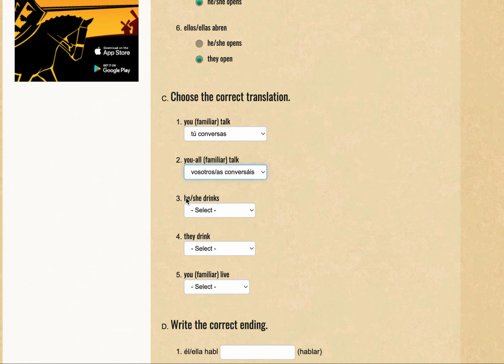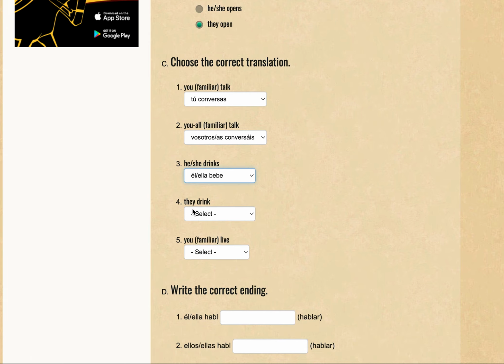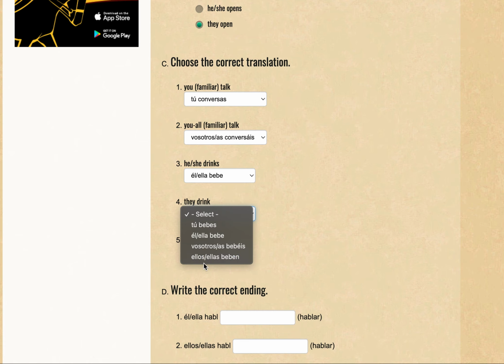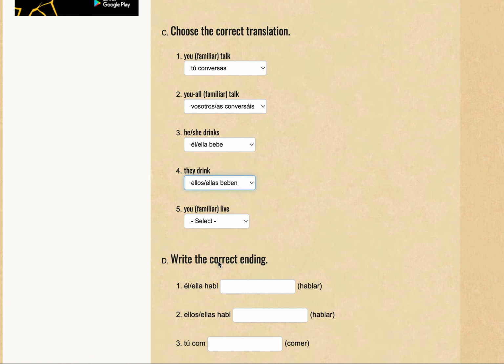He or she drinks. So this will be él bebe. So right away you can select it. They drink. So be ellos beben. You live. So tú. This will be tú bebes. This is also pretty good.